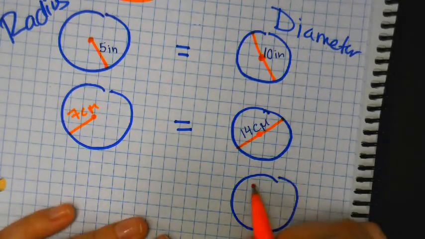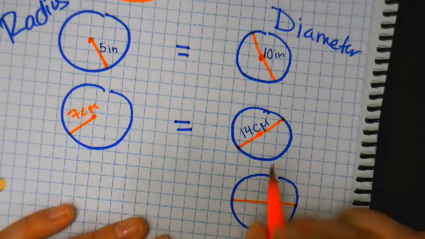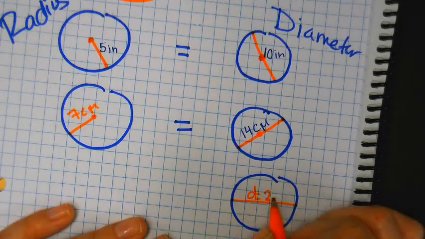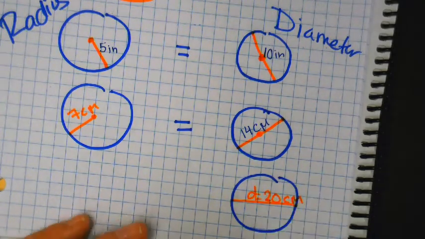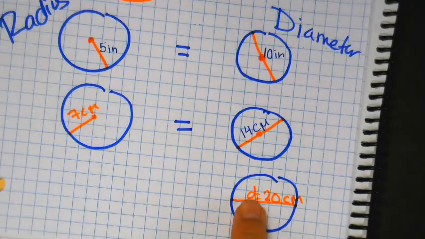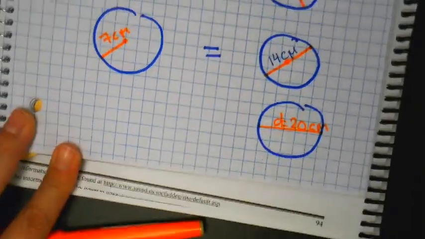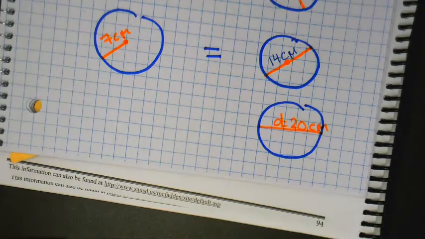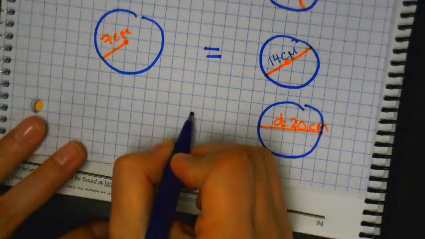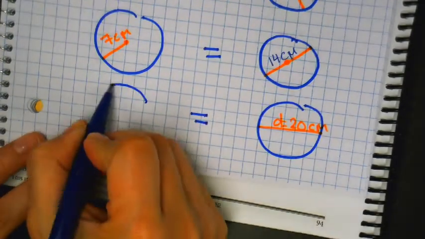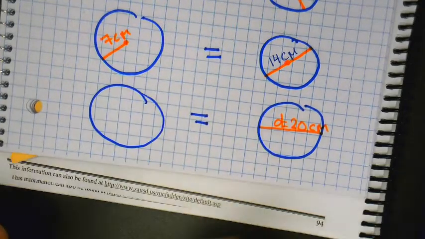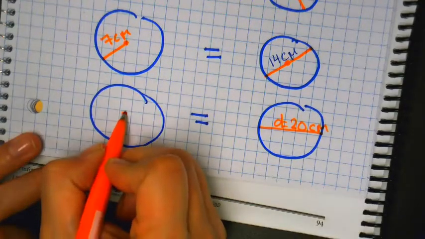Let's go straight across. 20. Let's go 20 centimeters. So the diameter is 20 centimeters. So what do you think I'm going to ask you for? The radius. 10. Good. Same circle. And now I'm just going to ask you, what's the radius equal to?